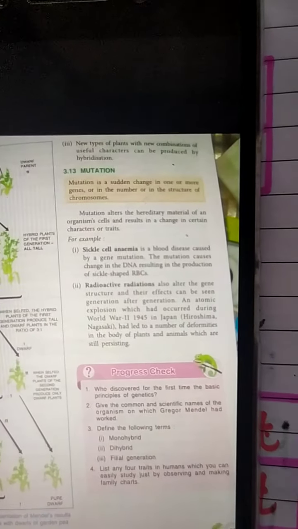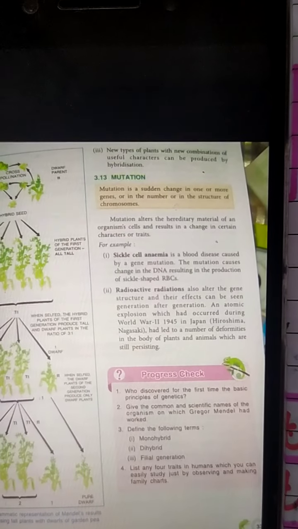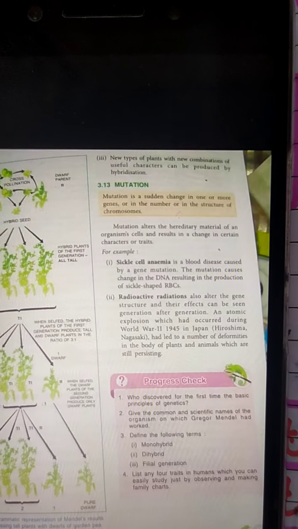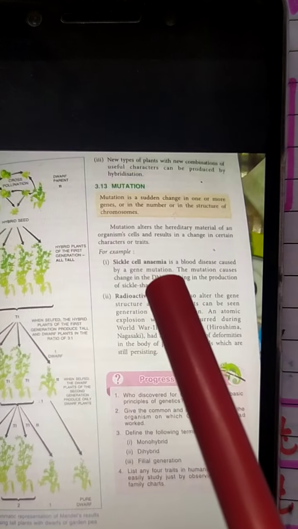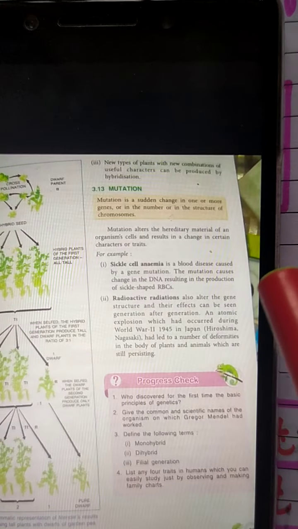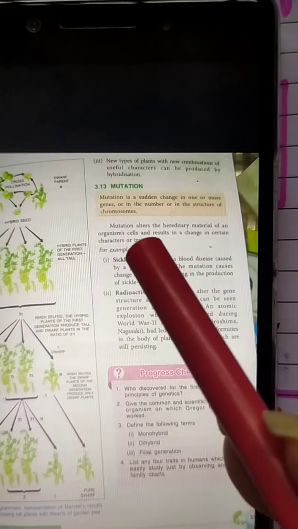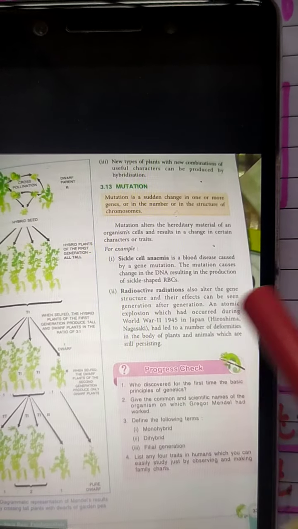Now we'll talk about mutation. Mutation is a sudden change in one or more genes or in the number or structure of chromosomes. See, mutation alters the hereditary material and it can result in the organism's death also. Two mutations are mentioned in your book, that is sickle cell anemia, and another one is radioactive radiation.